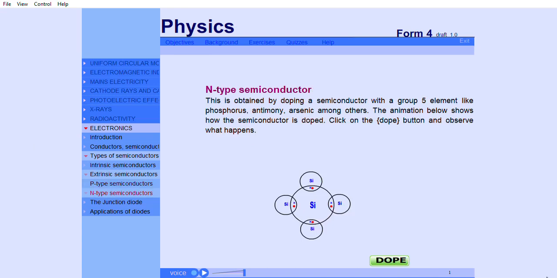N-type semiconductor. This is obtained by doping a semiconductor with a group 5 element like phosphorus, antimony, arsenic, among others. The animation below shows how the semiconductor is doped. Click on the Dope button and observe what happens.